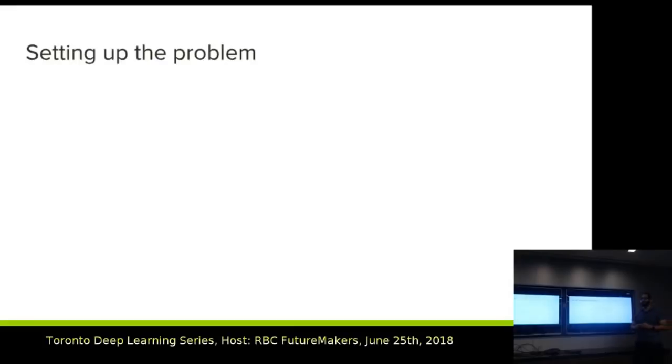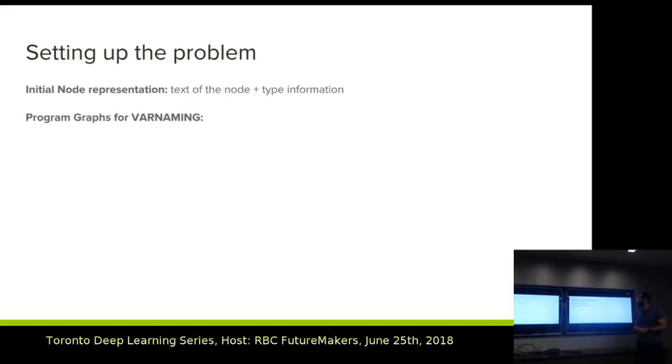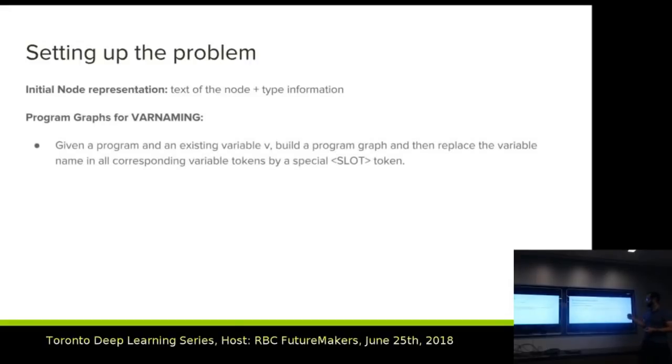You haven't even gotten to the heart one yet. To set up the problem, as I mentioned a few times, the initial node representation is essentially a concatenation of information about the text node and the type information, things like that. Then they set up two different graphs for the two different tasks. For variable naming, they grab the graph corresponding to the source code and remove all instances of the variable that they want to name. So that variable doesn't exist in the graph at all.